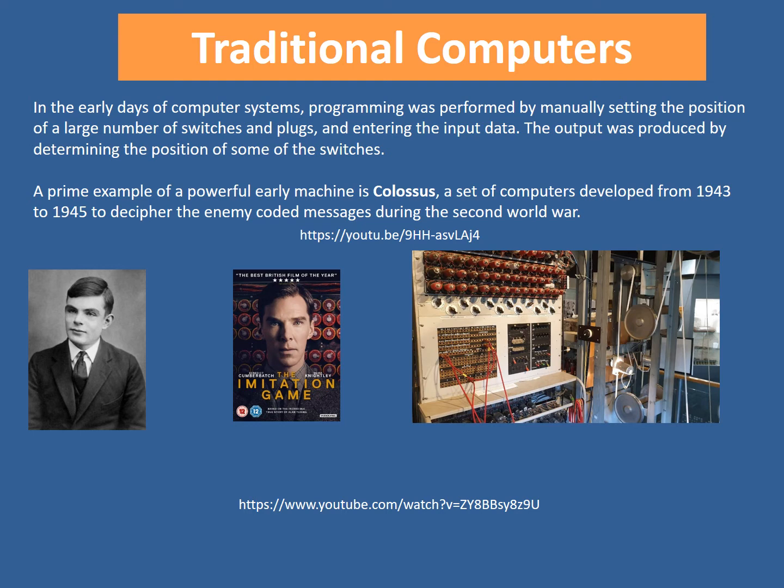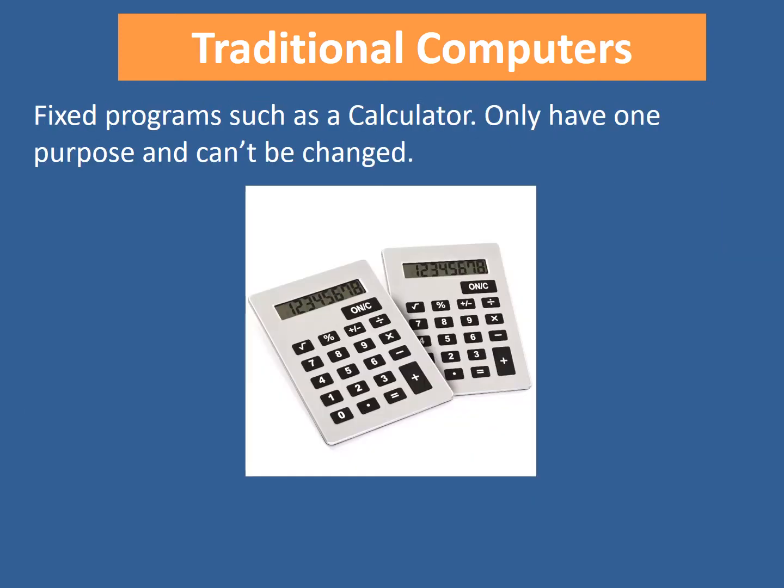Now, you might have seen The Imitation Game, and you might have heard of a chap called Alan Turing. They developed a machine called Colossus in the Second World War. This machine decoded the German Enigma code. You had to reset all the different switches to try and figure out what the code was. There are two videos here that you can watch to give you a little bit more information.